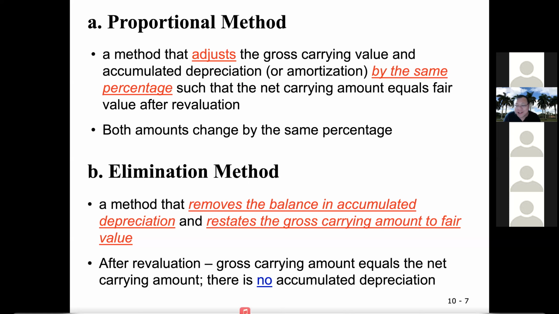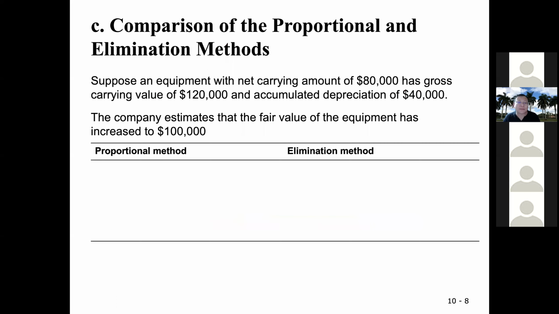Elimination method. This is interesting. You are going to eliminate the cumulative depreciation account, okay? Get rid of that account. That's called the elimination method. You're going to write off this cumulative depreciation account and make the adjustment through the cost account, okay? This may not be quite intuitive. Let's work on a problem, okay?